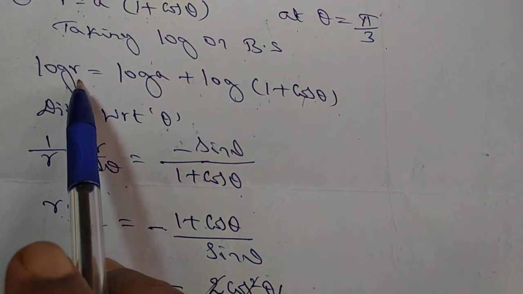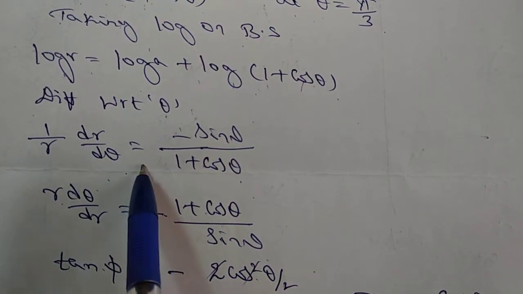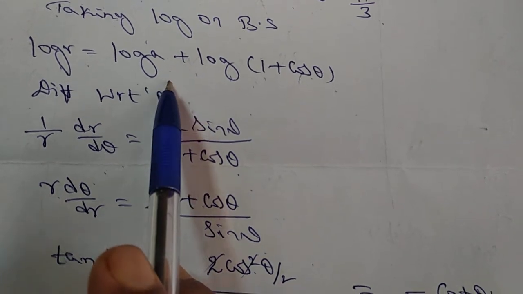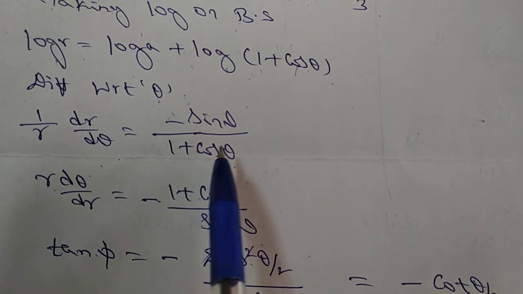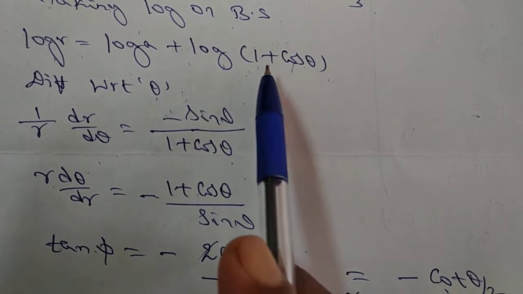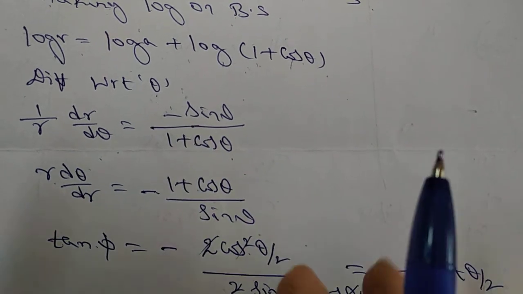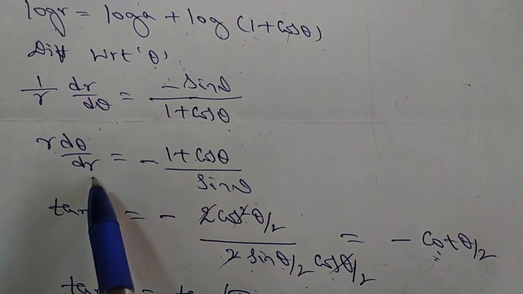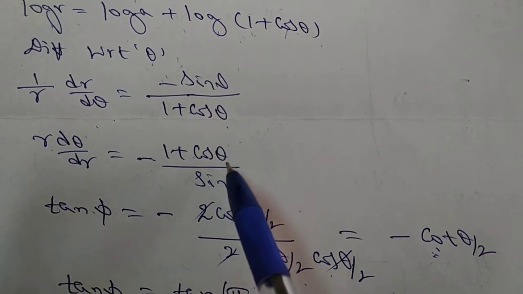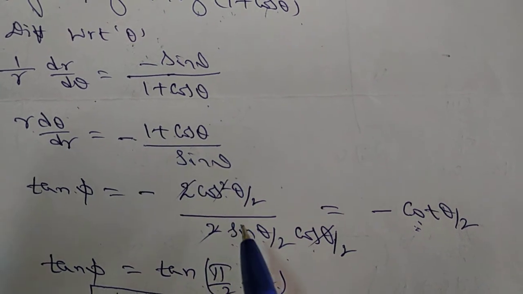So what is the differentiation of log r? 1 by r dr by d theta is equal to, a is a constant, so log a is a constant, that becomes 0. Then log of 1 plus cos theta gives 1 over 1 plus cos theta, and the differentiation of 1 is 0 and of cos theta is minus sin theta. Now you have to take the reciprocal on both sides. So r into d theta by dr is equal to minus 1 plus cos theta divided by sin theta.